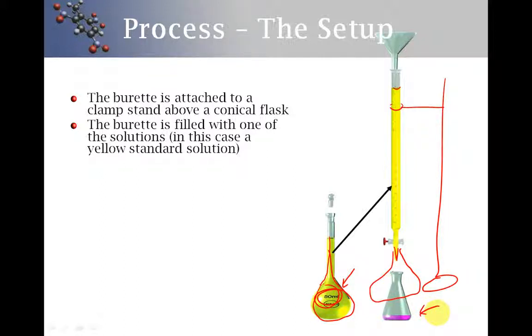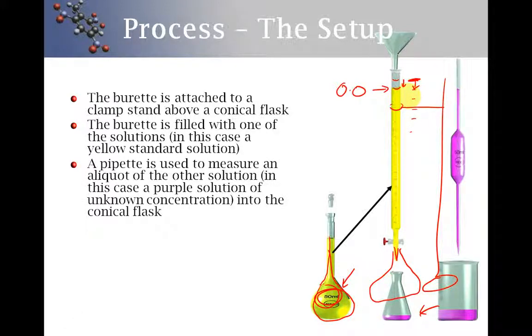So step 1, I fill up the burette with one of my chemicals. I also make sure up here that it's at or below the 0.0 mark. If you go above the 0.0 mark, you don't know what's up there. That's because it goes 0, 1, 2, 3, 4, 5, so it's got to either be at the 0 mark or down the burette from that.